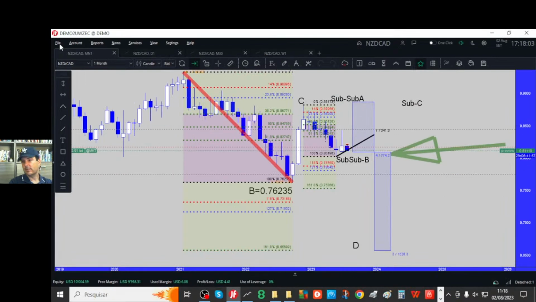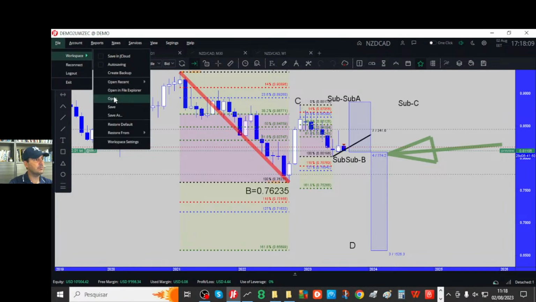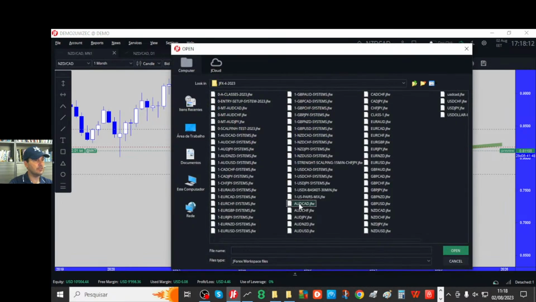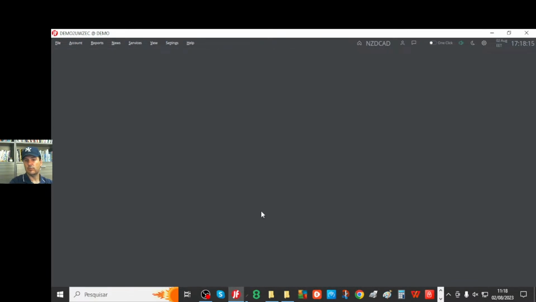Type in the chat a currency pair, everybody, that you want to trade and make some money, hopefully on the demo account first. If not, I'm going to go with AUD CAD. And we are going to talk about the 3 Fibonacci's on the multiple time frames.